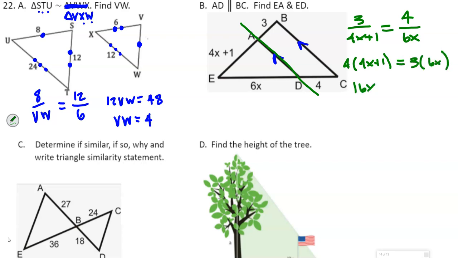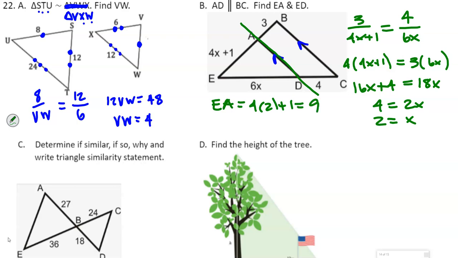So that's going to be 16x plus 4 equals 18x. Subtract the 16x from both sides. So 4 is equal to 2x. So x is equal to 2. Then it tells us to plug that back in. So for EA, that's going to be 4 times 2, which plus 1, which is 9. And then for ED, that's going to be 6 times 2, which is equal to 12.